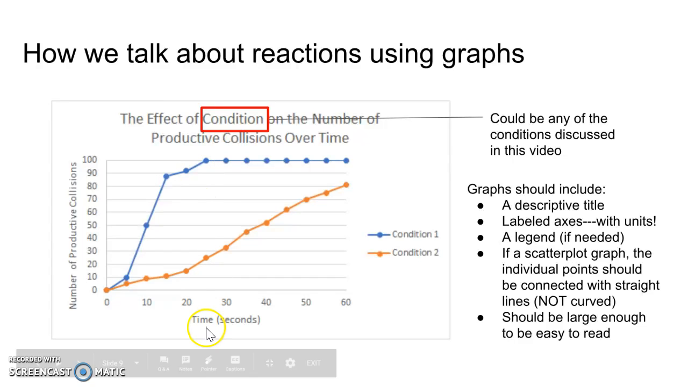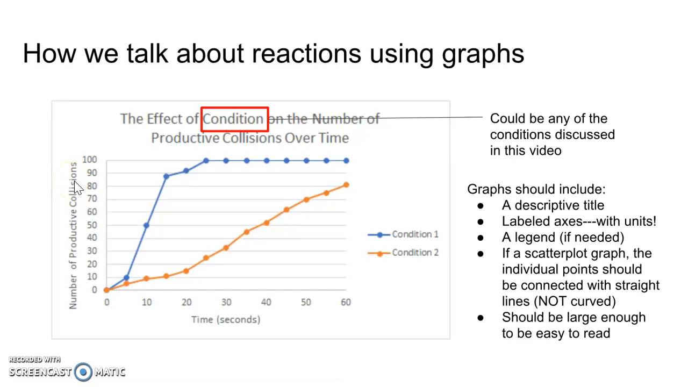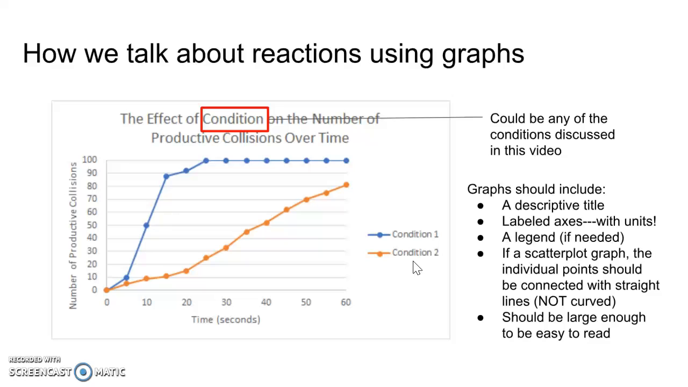And so here I did time in seconds, and then here it's the number of productive collisions. So it's essentially already written into the axis label itself. Sometimes you might need a legend, so something along the lines here where I'm looking at condition 1 versus condition 2. Maybe if I was doing different temperatures, something like 10 degrees Celsius could be one of these, and 20 degrees Celsius could be another one. You don't necessarily always need that, but just keep that in mind.